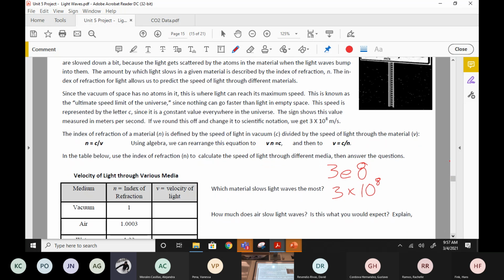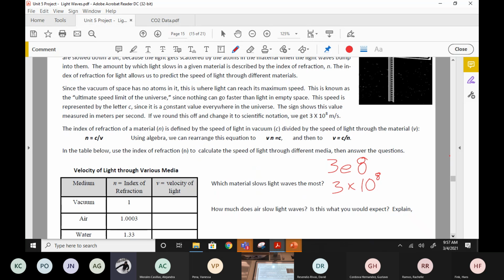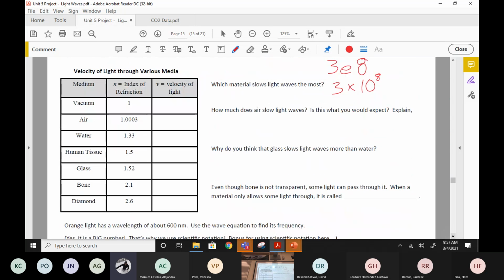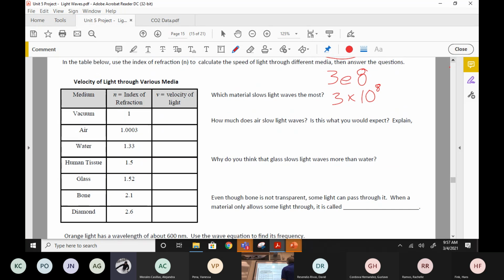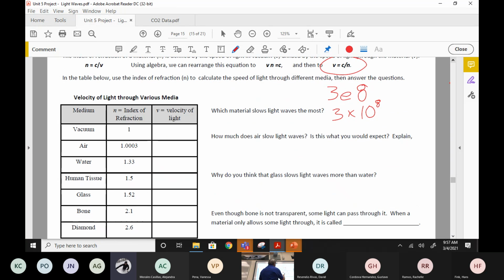So what are we going to do? Well, we're going to take this equation to fill in this table. The velocity is what we're looking for, and it varies with materials. So here, oops, I should have kept that equation. What was it? C divided by N. This is C right here, huh?